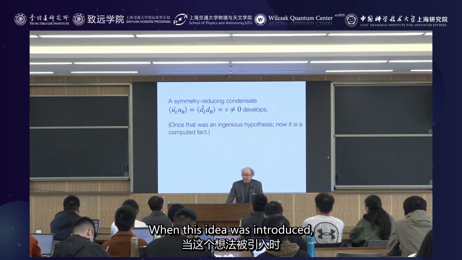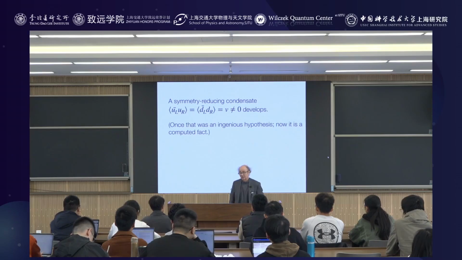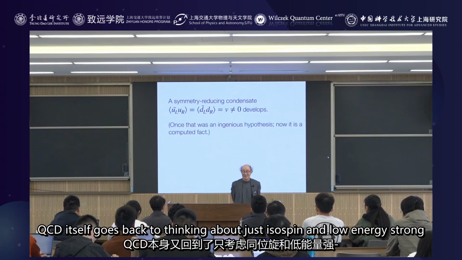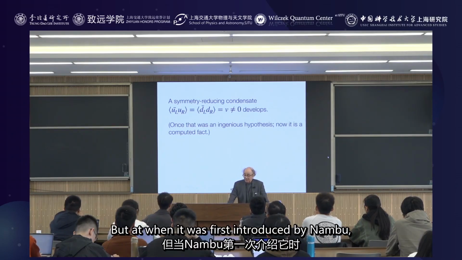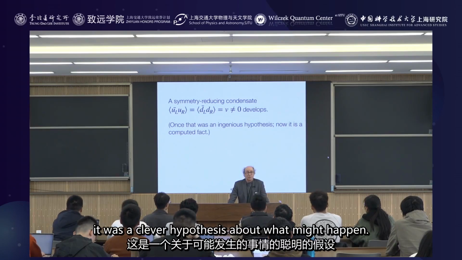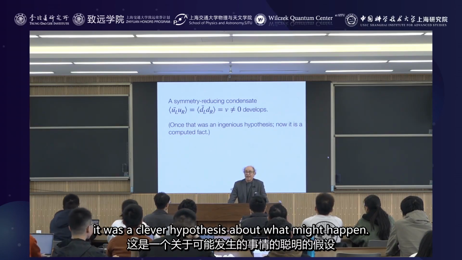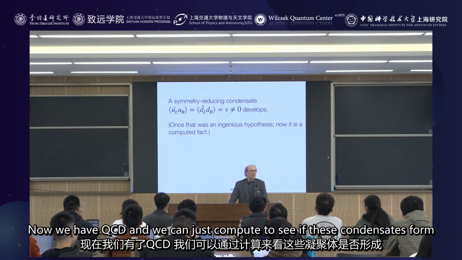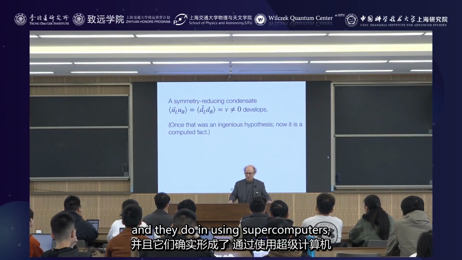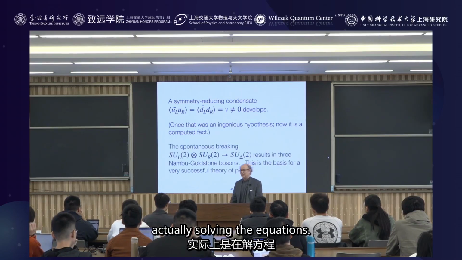When this idea was introduced, and that actually predates QCD itself, goes back to thinking about just isospin and low energy strong interactions, when it was first introduced by Nambu, and basically he got the Nobel Prize for this line of work, it was a clever hypothesis about what might happen. Now it's a computed fact. Now we have QCD, and we can just compute to see if these condensates form, and they do, using supercomputers, actually solving the equations.